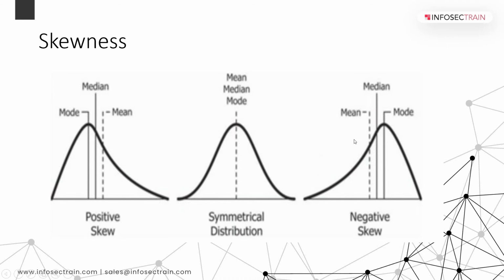And if our data distribution looks like this curve, in that case we can say that our data distribution is nothing but negatively skewed. Okay, so why look at skewness? Because you can identify where the outlier is. Okay.